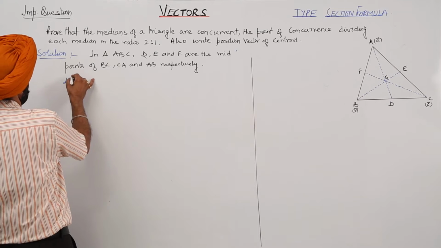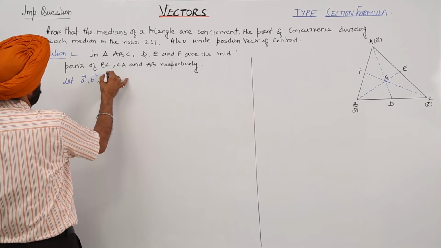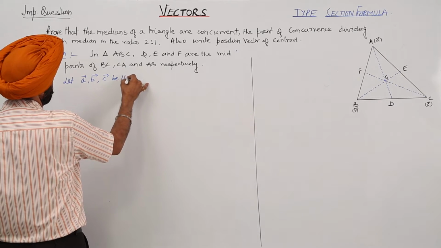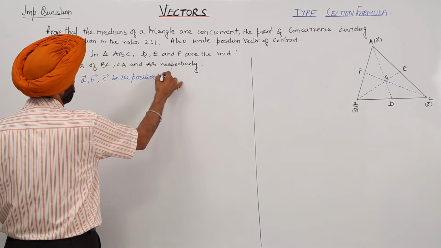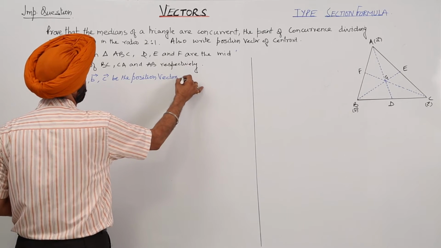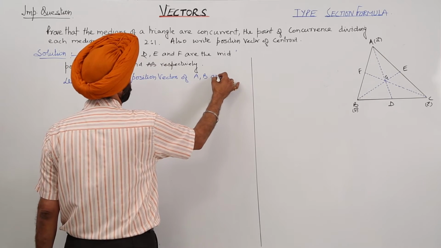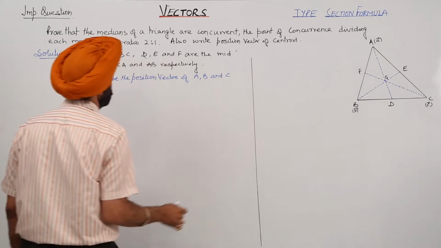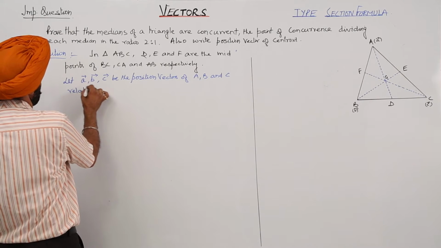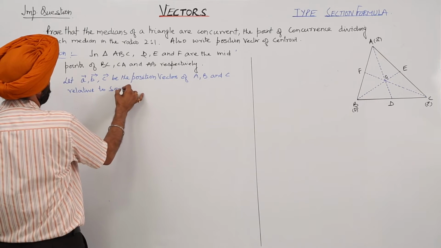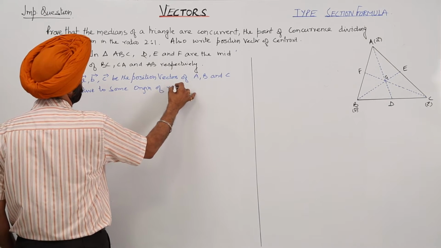Let vector A, vector B and vector C be the position vectors of A, B and C relative to some origin of reference.